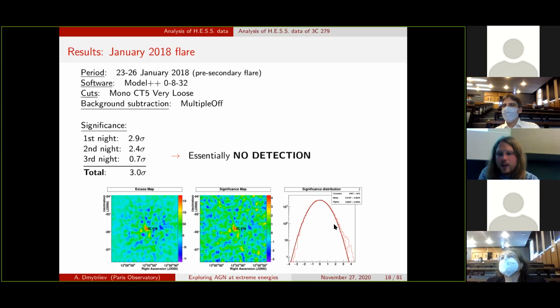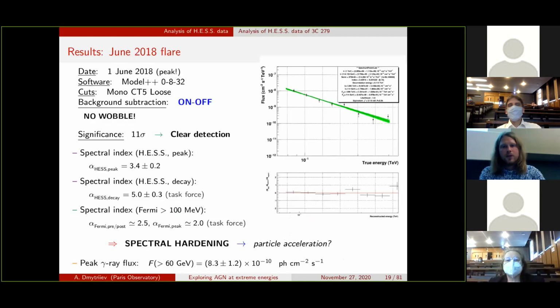And significance distribution here in the tail, you can see something around 3 sigma. There is a signal, but we don't claim detection in this case, which is not the case for the June flare. For the June flare, the data during the peak was collected without a wobble, so there was no background measurement. And for the subsequent nights, there was a wobble measurement.